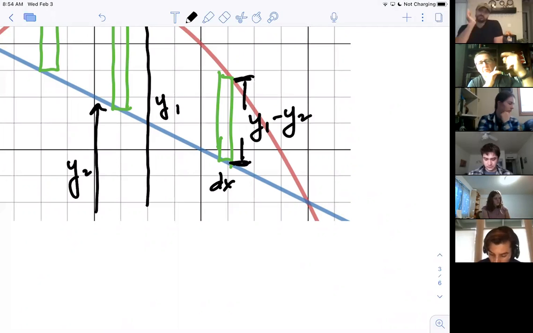You don't have to think, okay, this one's down, so I have to think of it as negative, and then it's an absolute value, and now I have to add it. You could do that, but you don't have to.